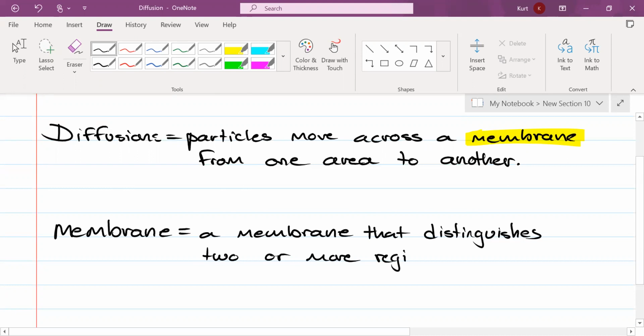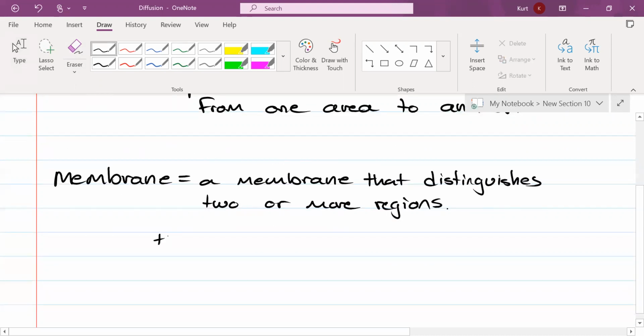The wall behind me is what distinguishes my room from the hallway. The wall to your left is what distinguishes my classroom from my closet. Now, when it comes to these membranes, some of these membranes can be semi-permeable. We know semi means half. Permeable means things can pass through. So typically a semi-permeable membrane allows certain substances to go through, disallows others.